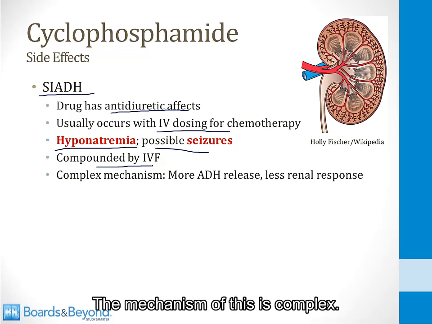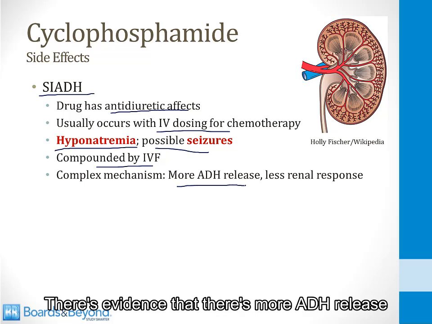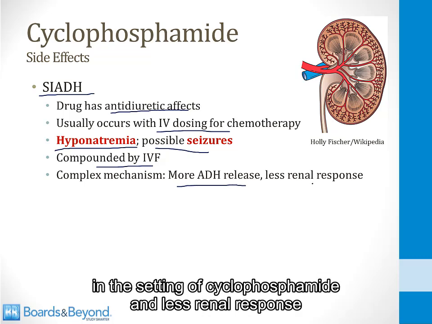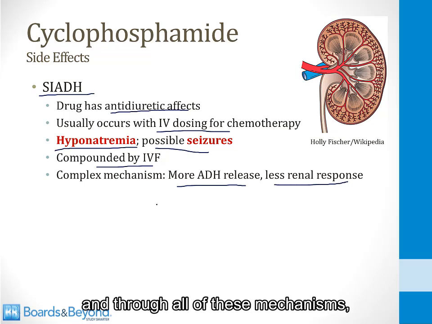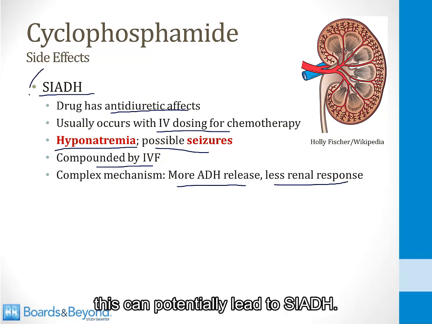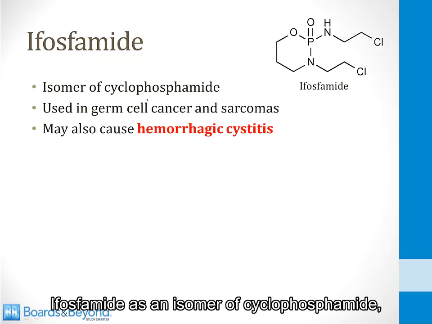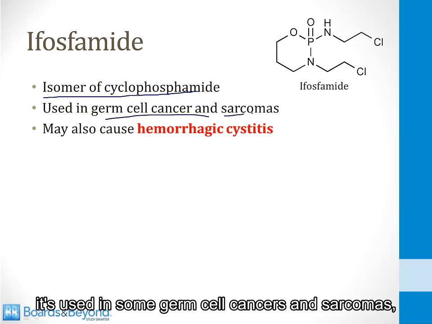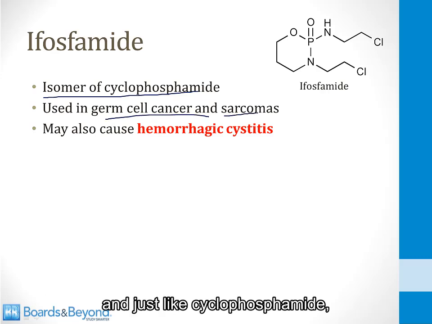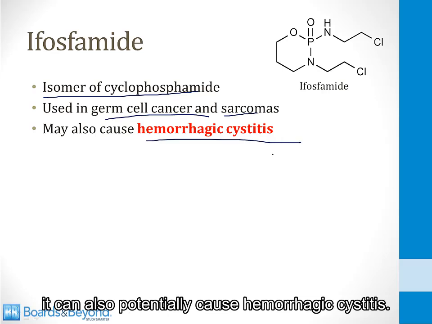The mechanism of this is complex. There's evidence that there's more ADH release in the setting of cyclophosphamide and less renal response, and through all of these mechanisms, this can potentially lead to SIADH. Ifosfamide is an isomer of cyclophosphamide. It's used in some germ cell cancers and sarcomas, and just like cyclophosphamide, it can also potentially cause hemorrhagic cystitis.